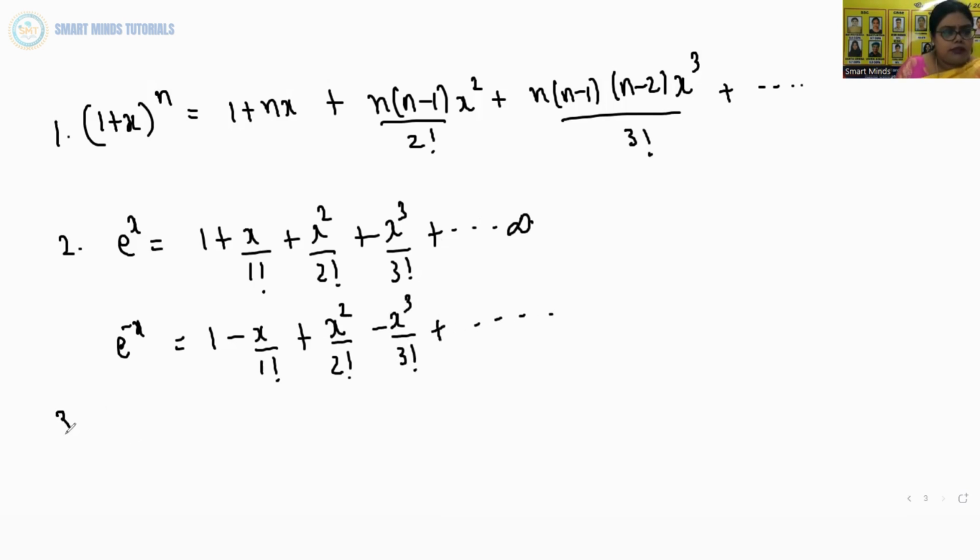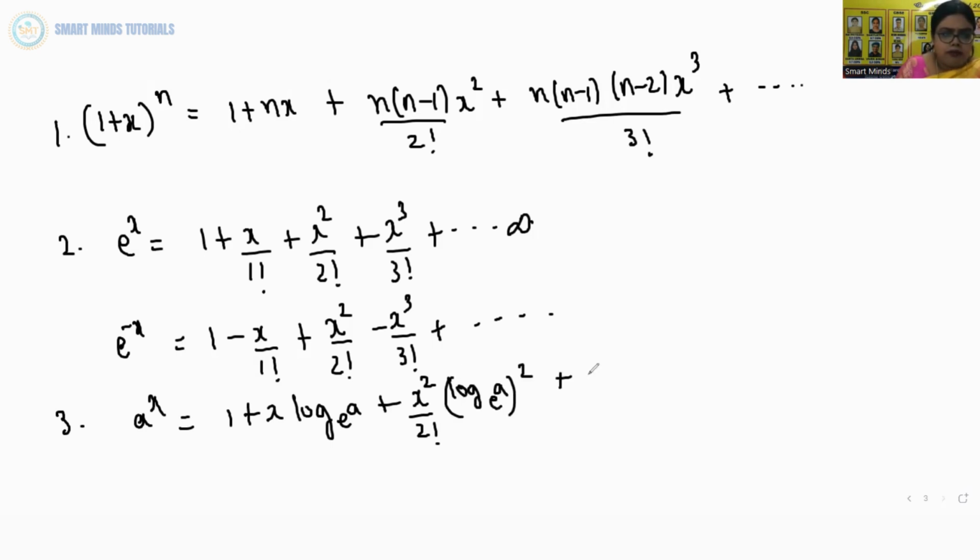The third formula is a power x equal to 1 plus x log a to the base e plus x square by 2 factorial log a to the base e whole square plus so on. And log mod 1 plus x is x minus x square by 2 plus x cube by 3 plus so on. Now take the next formula. Log mod 1 minus x expansion is minus x minus x square by 2 minus x cube by 3 and so on.